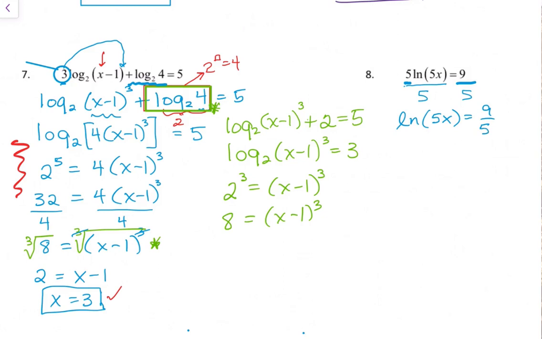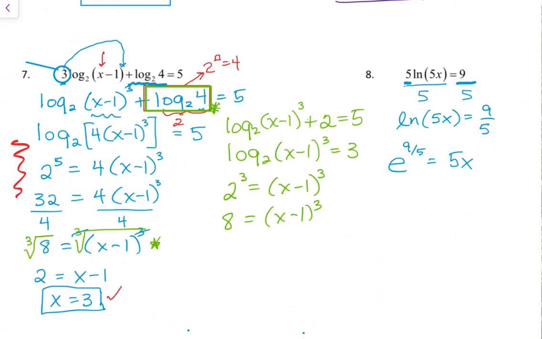And now that it's a single log, I can rewrite it as an exponential. So my base, when I see an ln, is understood to be e. Okay, my base is e, my power is 9/5, and I set that equal to the argument. So I've got e to the 9/5 is equal to 5x.